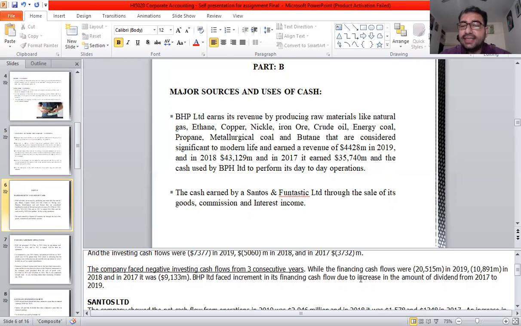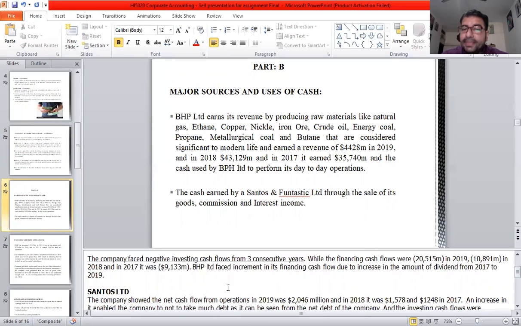While the financing cash flow were 20,515 million in 2019, 10,891 million in 2018. In 2017 were 9,133 million. BHP Limited basically faced an increment in its financing cash flow due to an increase in the amount of dividend from 2017 to 2019.